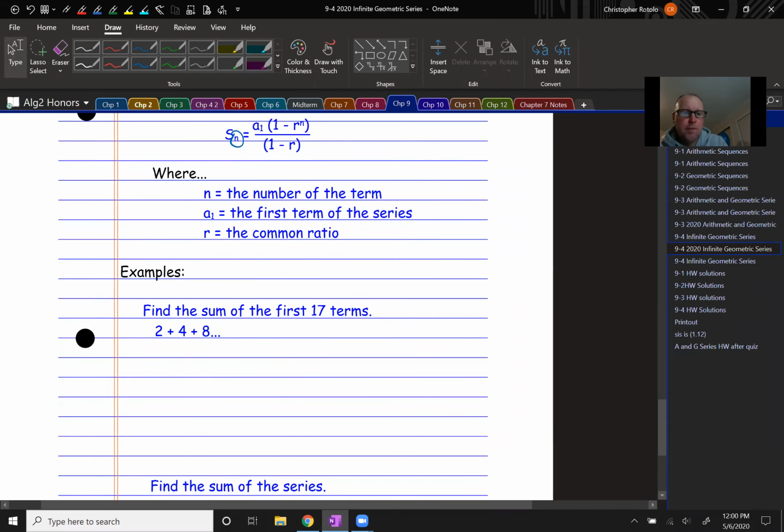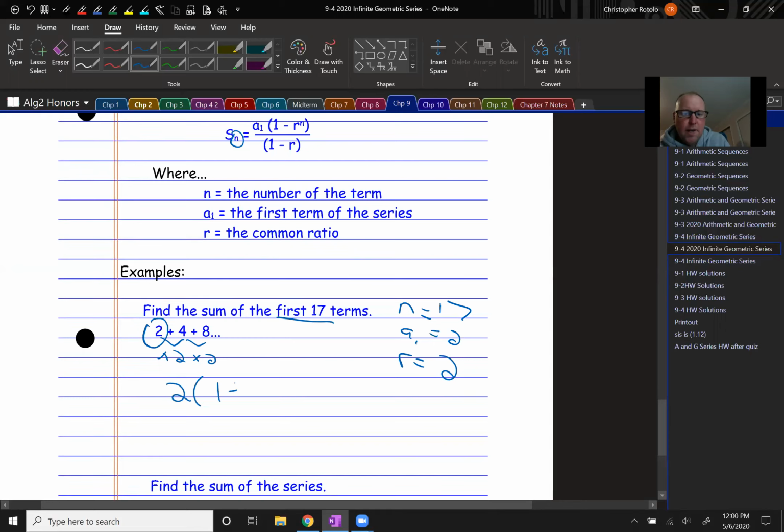You see our formula up top there. We want the sum of the first 17 terms. That means n is 17. Some other things we know, a sub 1 is 2, and r happens to be 2. How do we get that? I have to multiply by 2 and multiply by 2. Okay, so we can drop everything in here. So a sub 1 is 2.